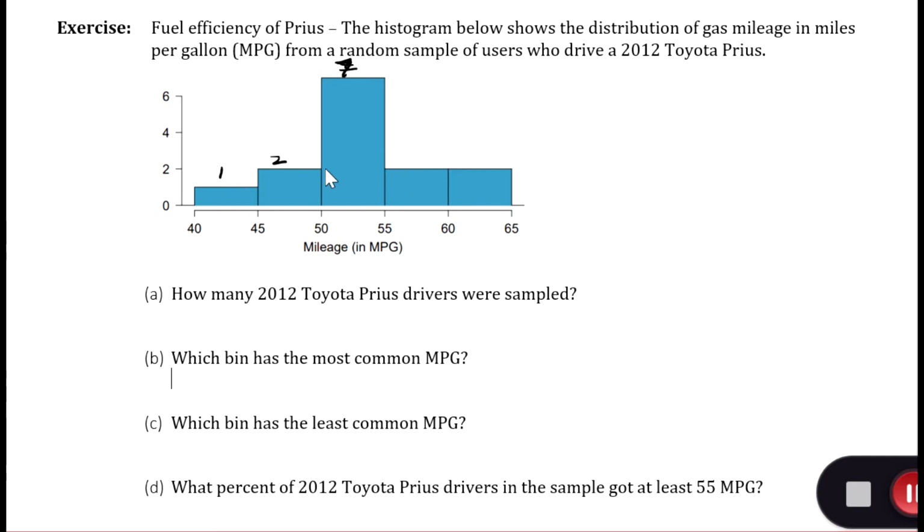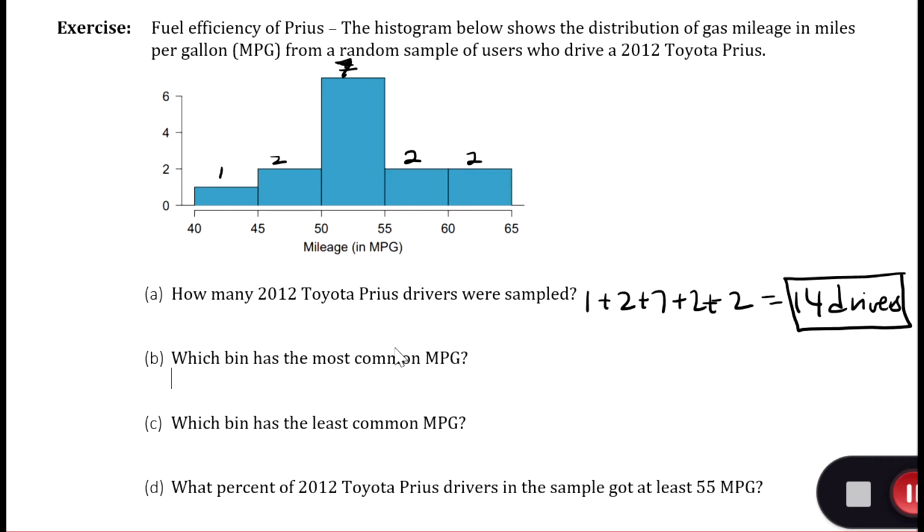This one again goes to 2, and that one goes to 2. You add these up: so we have 1 plus 2 plus 7 plus 2 plus 2, which is 14 drivers were sampled.